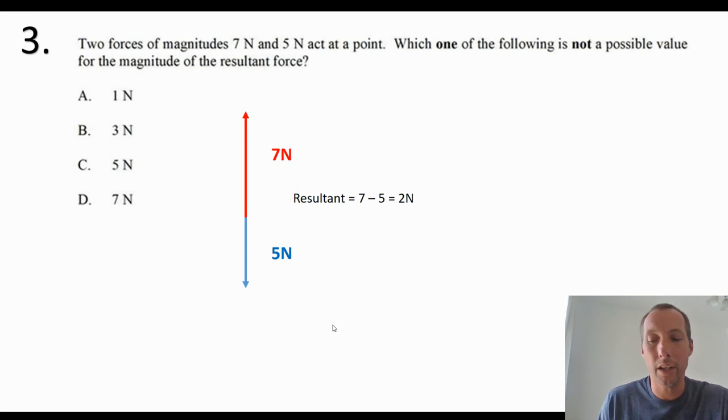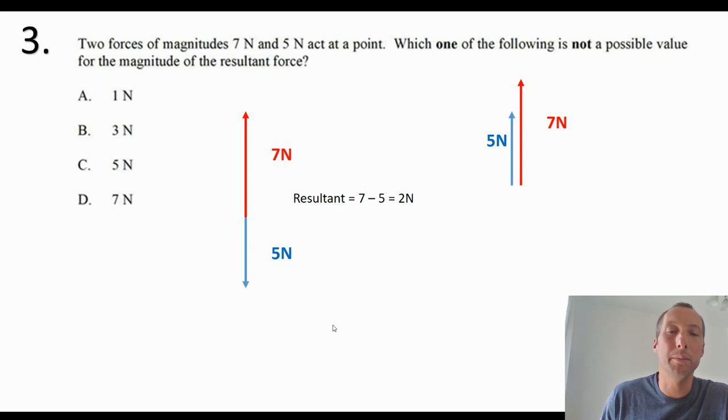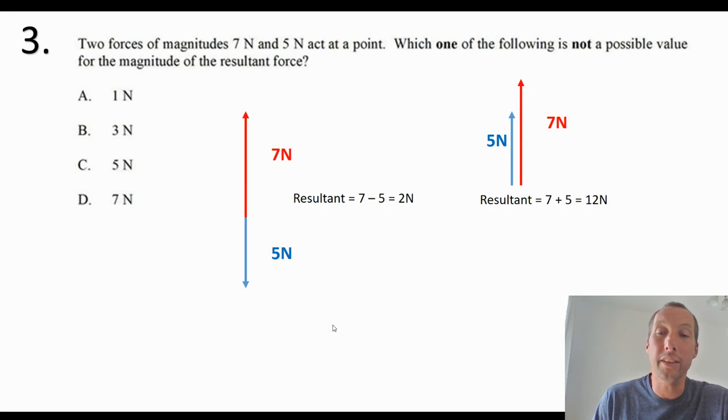Okay, now that's not the only way we could arrange them. We could arrange them both acting in the same direction as well. So if the 5 and the 7 act in the same way, the resultant force is going to be an addition of the two vectors. We're going to get 12 newtons.